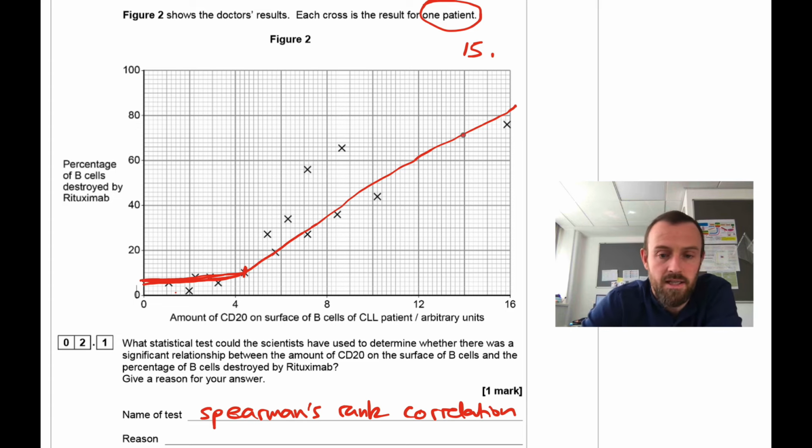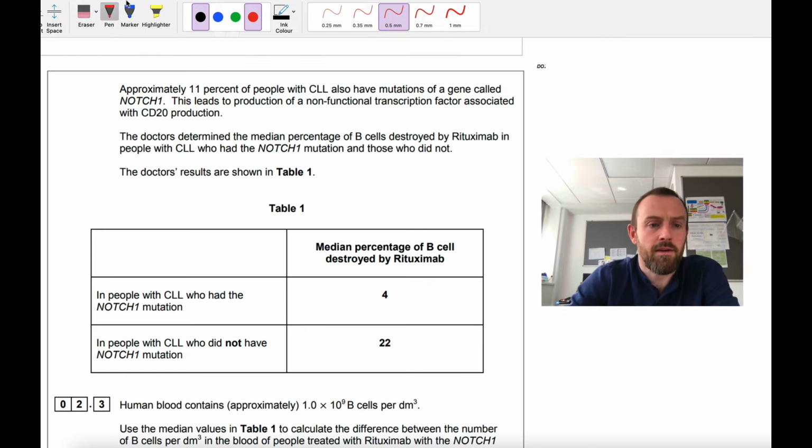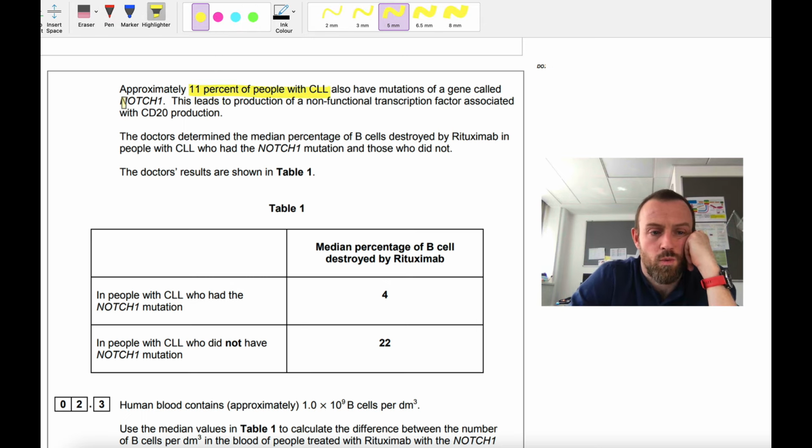Okay, let's keep going. On to the next part of the question. Approximately 11% of people with CLL also have mutations of a gene called Notch1. This leads to production of a non-functional transcription factor associated with CD20 production. The doctors determined the median percentage of B cells destroyed by rituximab in people with CLL who had Notch1 mutations and those who did not. So if people had this Notch1 mutation, it's a pretty low percentage of B cells destroyed, and if they did not have the Notch mutation, then it's much higher.